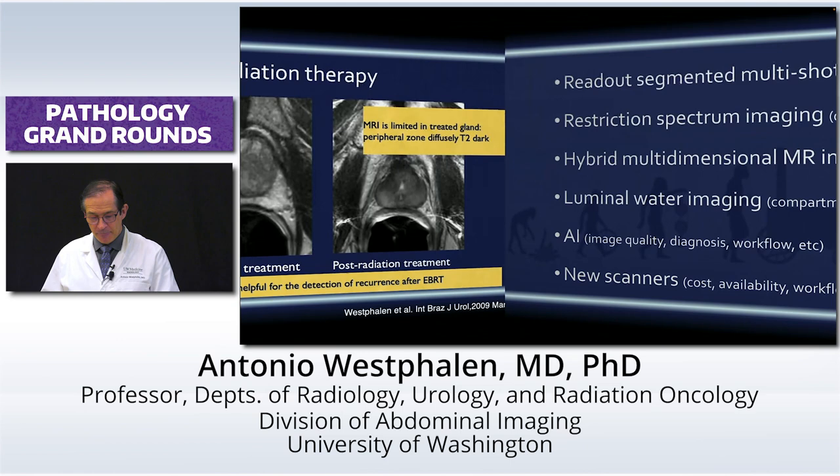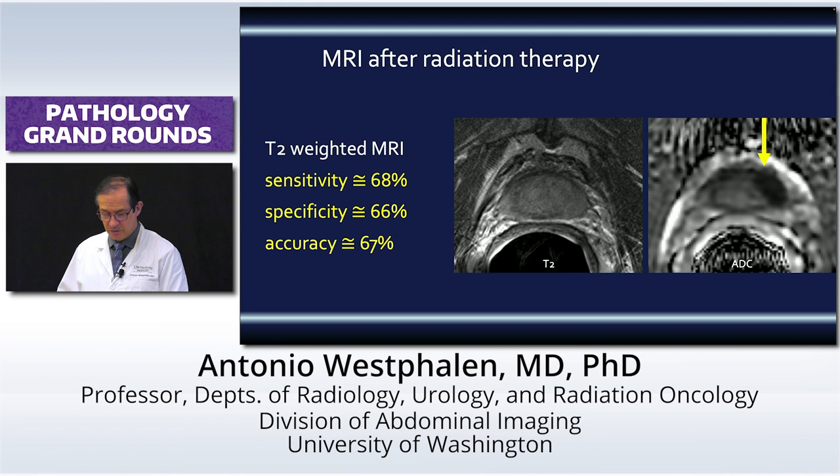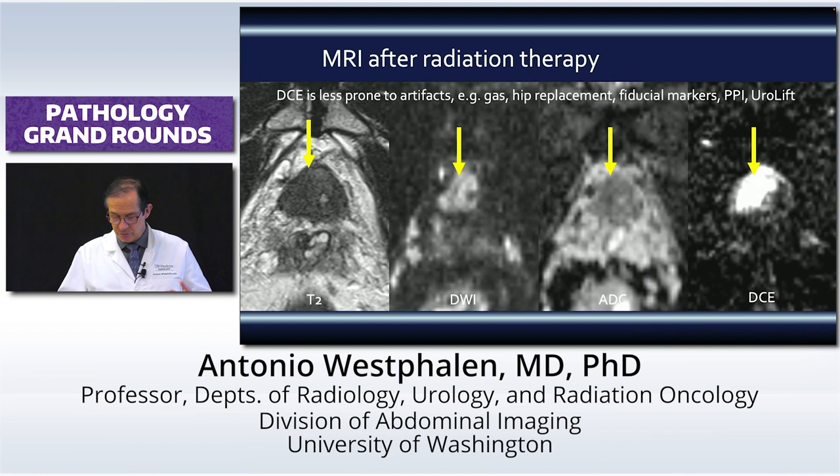We're coming to the end here. So just to mention MR after radiation therapy, the gland, as you know, will scar down, will shrink, and it all becomes dark. So the T2 becomes really inadequate for assessment. It would definitely depend on other sequences. This is the sensitivity and specificity of T2, and you can see an ADC map showing a very obvious local recurrence that we cannot see in the T2. And we could use spectroscopy at the time too, and we can use contrast enhancement as we can see in the last image there. So for radiation therapy, we definitely depend on additional sequences.